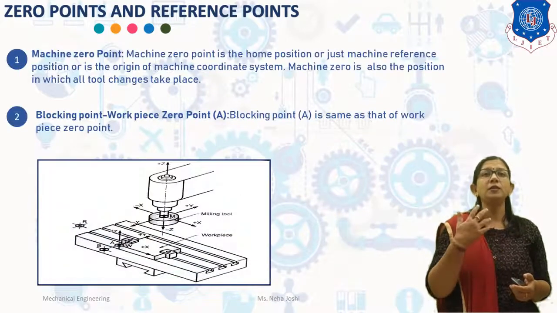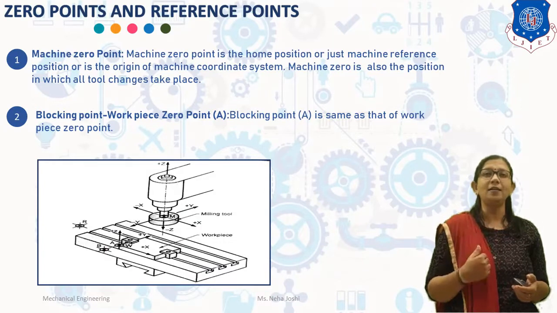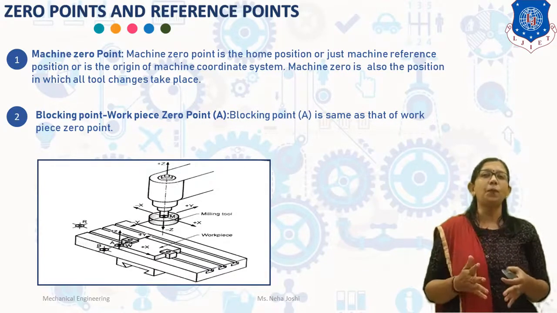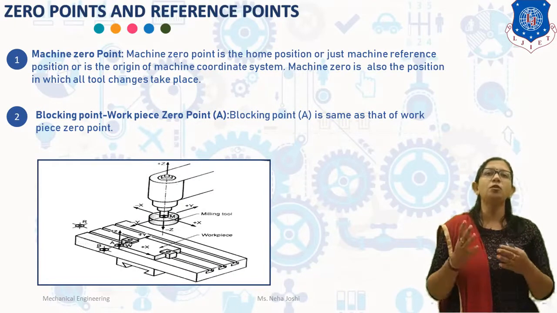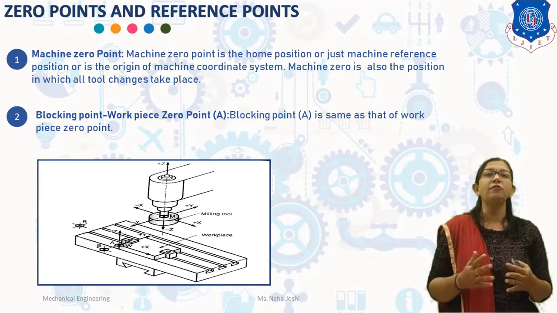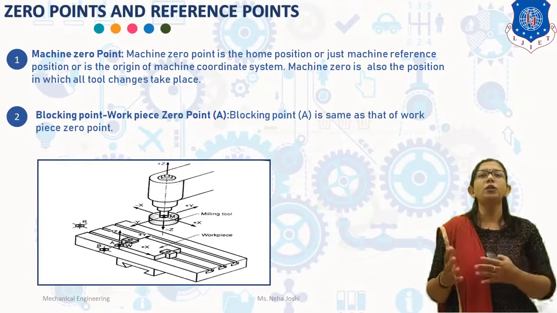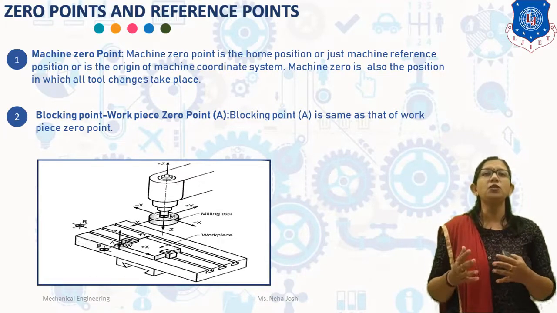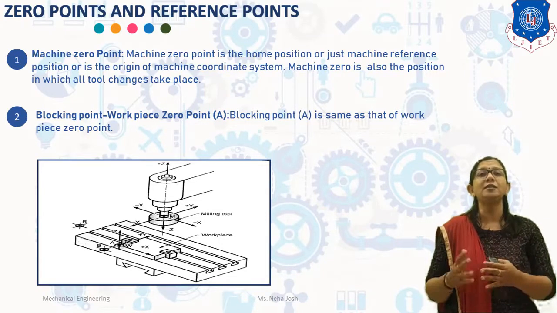The first one is the machine zero point, as you can see here in the diagram, which is designated by M. Now what is the machine zero point? Machine zero point is the home position, or machine reference position, or the origin of the machine coordinate system. Machine zero is also the position in which all tool changes take place.